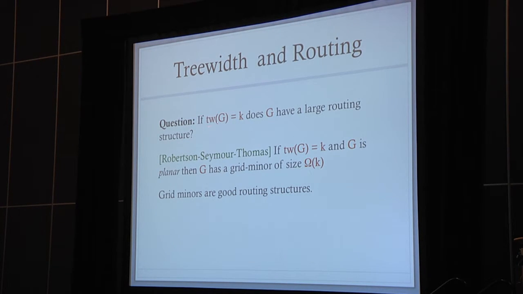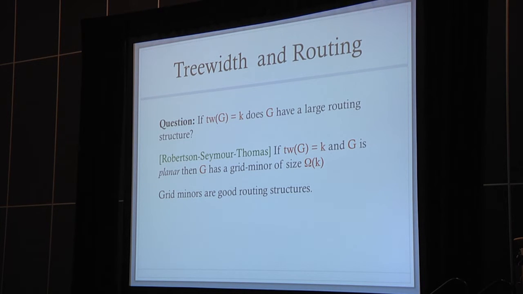So here is the question. If the tree width of the graph is k, does G have a large routing structure? Remember the theorem of Robertson, Seymour, and Thomas? What did they prove? That if the tree width of the graph is k and G is a planar graph, then G has a grid minor of size k over 6. Remember we said it's k over 6. So grids are good routing structures, I want to claim.